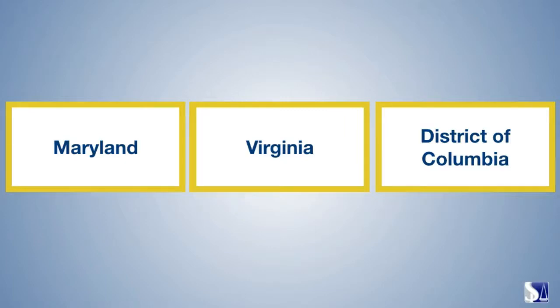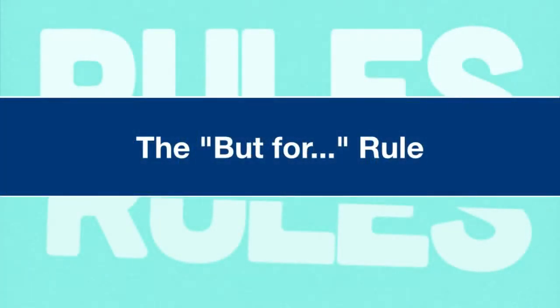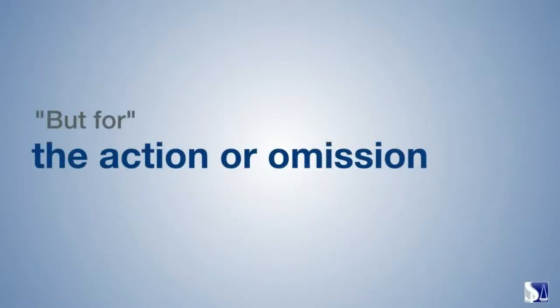Here's another rule you should be aware of: the but-for rule. Another way to determine proximate cause is the but-for rule. It means that but for the action or omission of a person, the injury would not have occurred. Here's an example of the but-for rule.